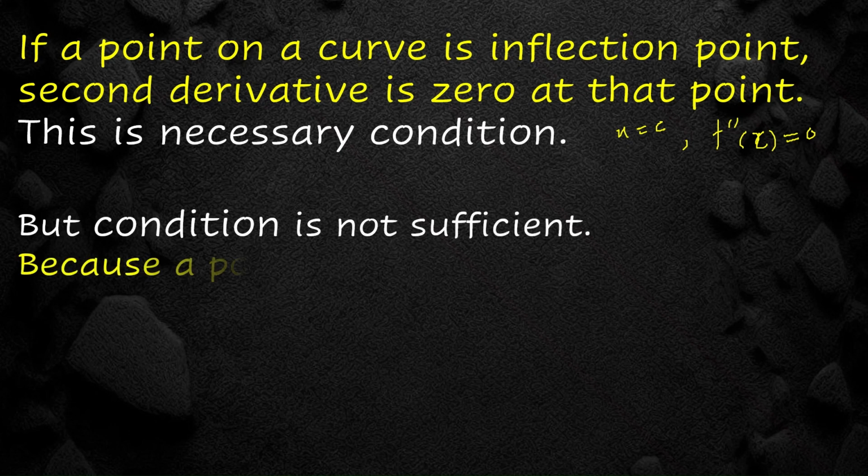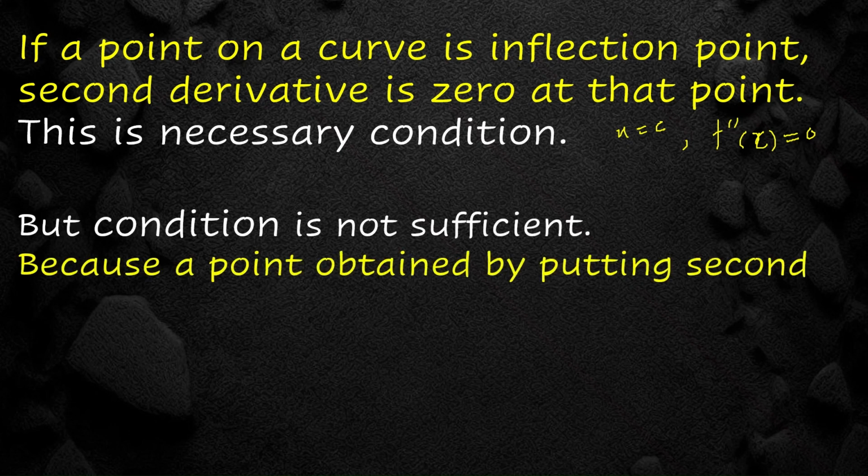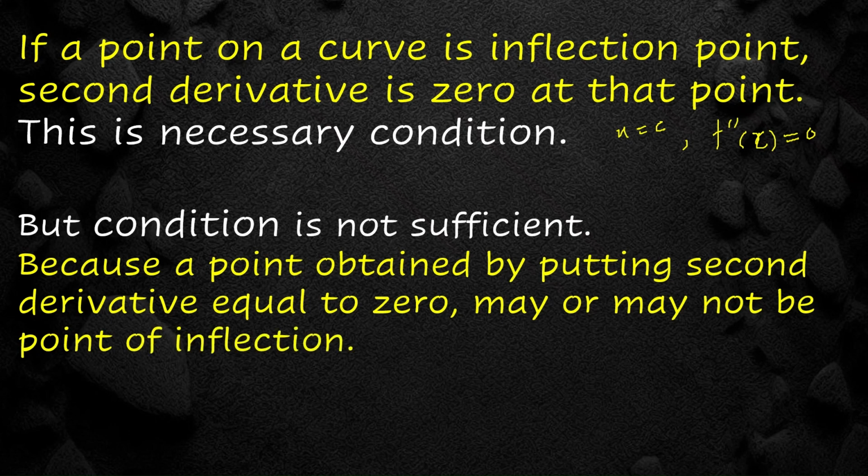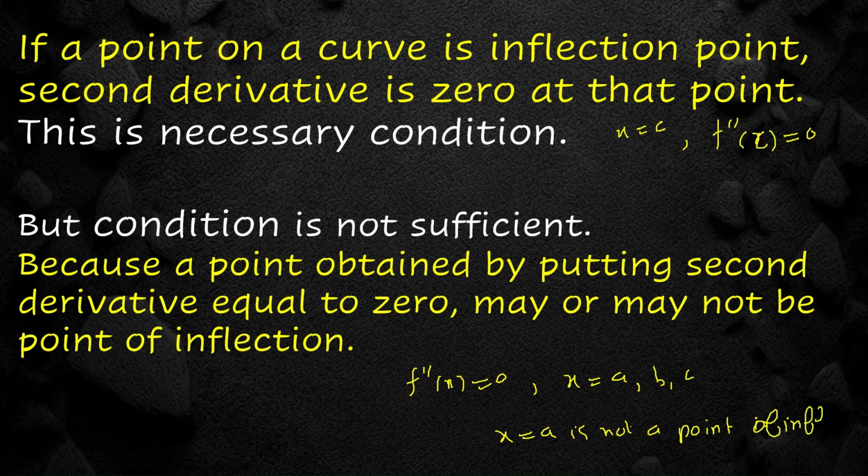That is, a point obtained by putting second derivative equal to 0 may or may not be a point of inflection. That is, if we put second derivative equal to 0, we may get points, for example, a, b, c. Then it is quite possible that x is equal to a is not a point of inflection. And that's what we are going to discuss in our next example.